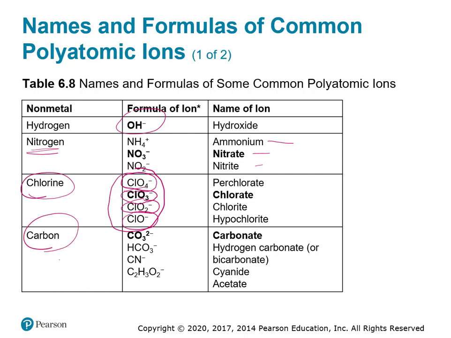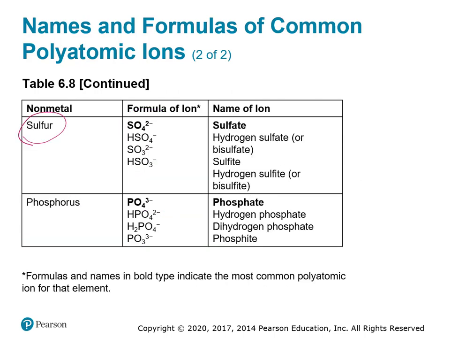You just have to pick that out from wherever it's written. Carbon-containing ones, we've got carbonate, bicarbonate, cyanide, or acetate. Ones that contain sulfur, we've got sulfate, bisulfate, sulfite, and bisulfite. And phosphorus-containing ones, we've got phosphate, hydrogen phosphate, dihydrogen phosphate, and phosphite.